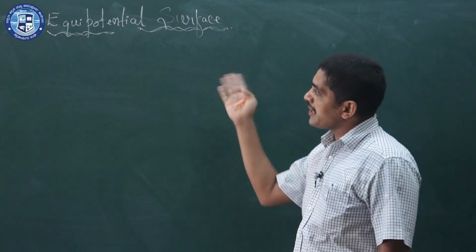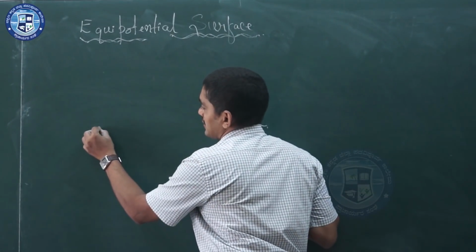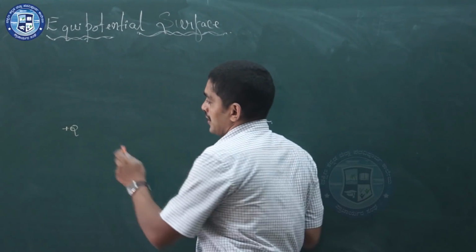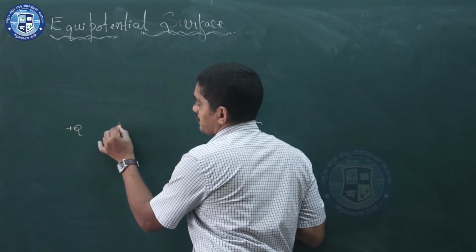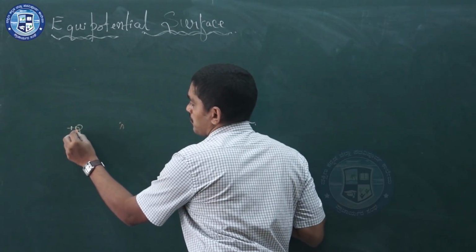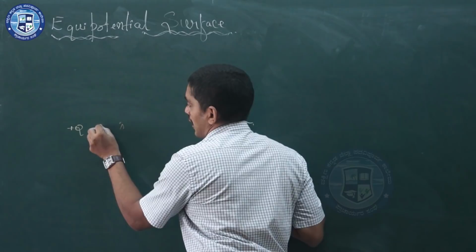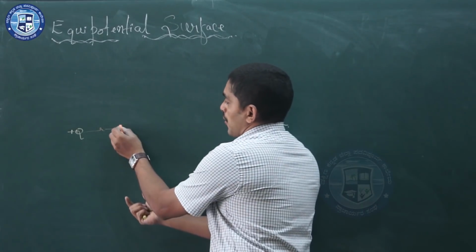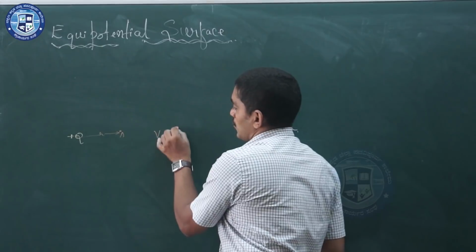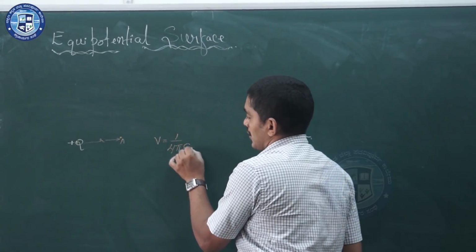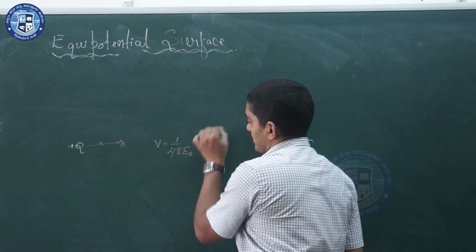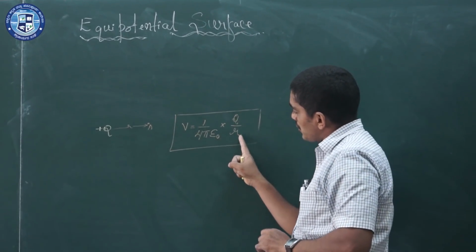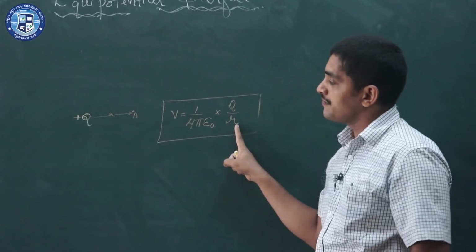equipotential surface. To make the work simple, let us imagine there is a point charge Q. Now, if I think of a point A here, at a distance R from the point charge, then at this point the potential V is equal to 1 by 4 pi epsilon naught into Q divided by R. So, for a given source charge, potential is inversely proportional to R, or else I can say it purely depends on R.